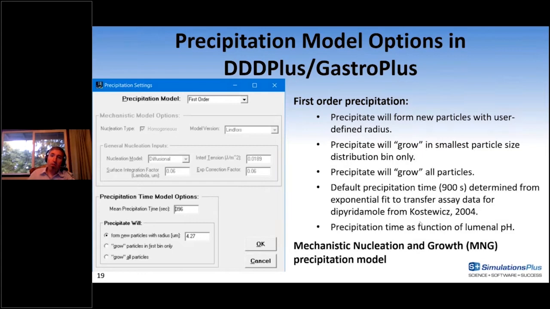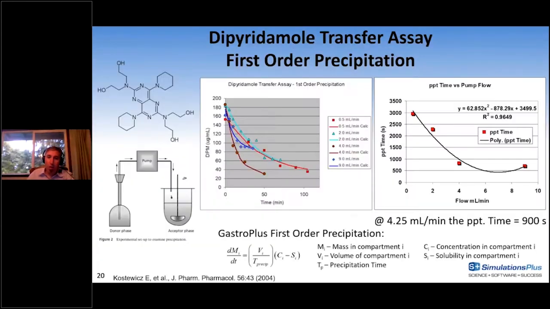So for first order precipitation, GastroPlus uses a very simple set of equations that relate the rate of change of mass precipitating to basically the inverse of the precipitation time, T, and then multiplying that by the driving force in this case, which is the concentration in the luminal compartment minus the solubility. So when the concentration is higher than the solubility, based on whatever bile salts are present and the pH of that compartment, you'll start to see precipitation in the GastroPlus model. So first order process there.